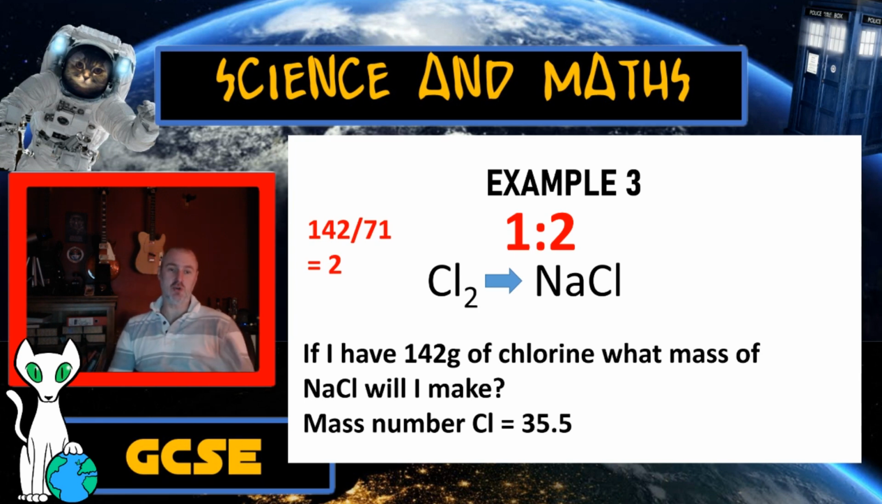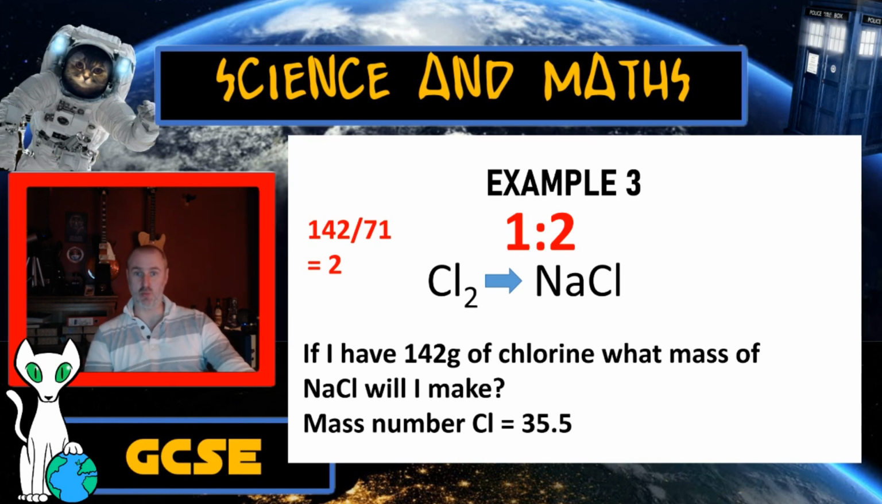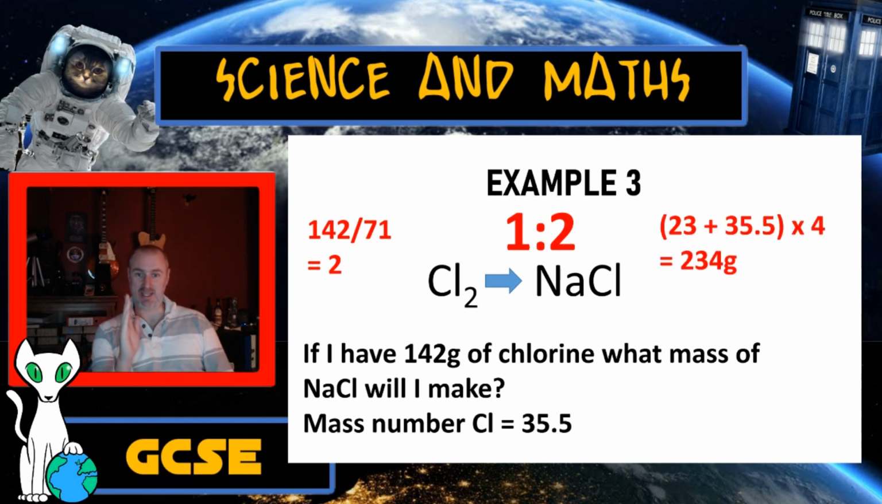So if I've got 2 moles of chlorine gas, how many moles of sodium chloride am I going to have? Well, I'm going to have 4 because it's a 1 to 2 ratio. So how am I going to find out the mass of sodium chloride? Well, I'm going to add together the sodium and the chlorine, 23 plus 35.5, and I'm going to times it by 4 because I've got 4 moles. And that gives me 234 grams. So if I started off with 142 grams of chlorine, I could make 234 grams.